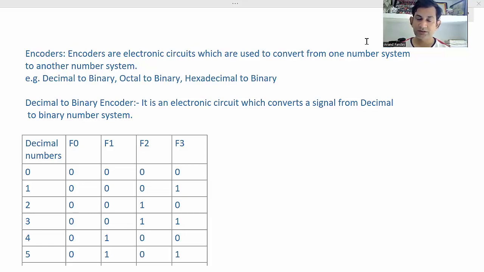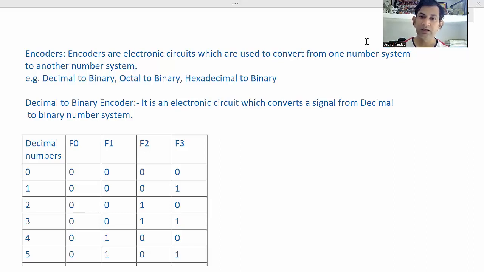Okay, so in your syllabus we have these three: decimal to binary, octal to binary, and hexadecimal to binary. And two circuits are very important: decimal to binary and hexadecimal to binary. Generally, these circuits used to come in the examination. So you can prepare all three. Common things are there. If you get the concept, any one of these three you can draw easily.